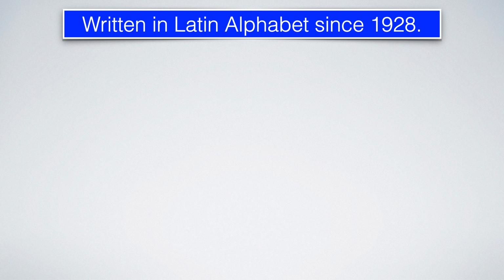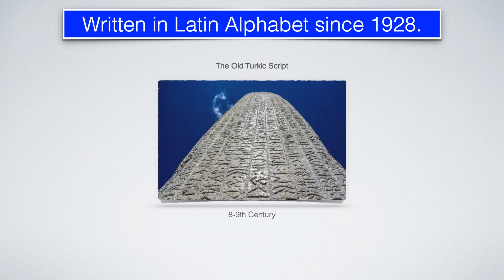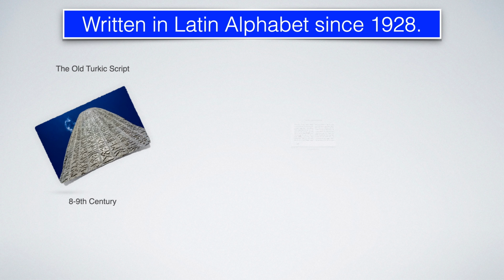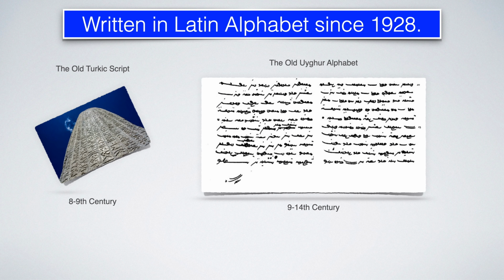Written in Latin alphabet since 1928. So that means 5 years after the foundation of the Republic, we switched to the Latin alphabet. Well, what did we use before? The Old Turkic script between 8th and 9th centuries. It's so difficult to pronounce, like TH at the end. And then the Old Uyghur alphabet between 9th and 14th centuries.